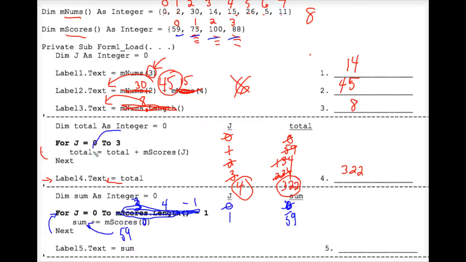It's the same as this question, only just a different way of doing it. M scores length minus 1. And we needed the minus 1 there, otherwise you will get an error message eventually.